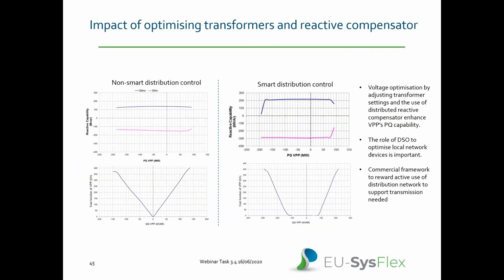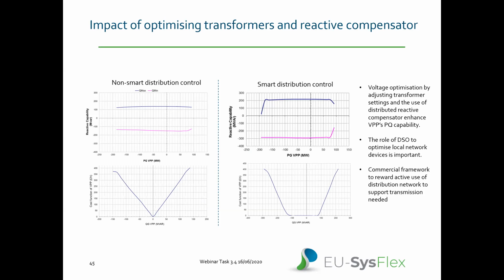So one of our key findings is that by optimizing distribution network control, for example, transformer and reactive compensator settings, it can improve the access for the DER capacity as well as the capacity of distribution network assets to provide services to TSO. For example, the PQ curve of the distribution using tap and reactive compensation optimization will have a larger reactive power range compared to the non-smart distribution system.